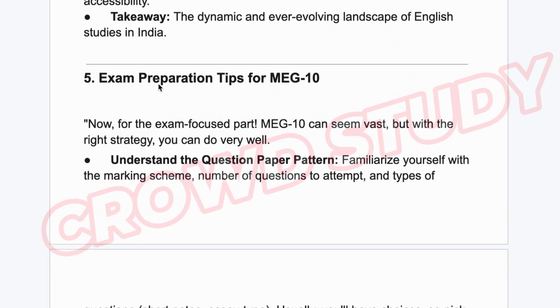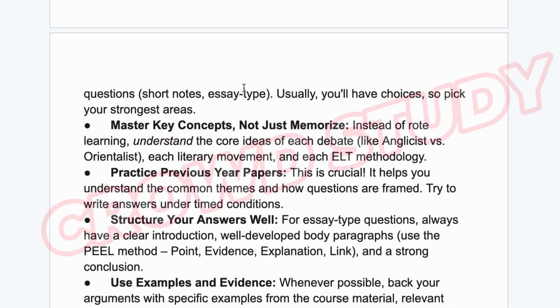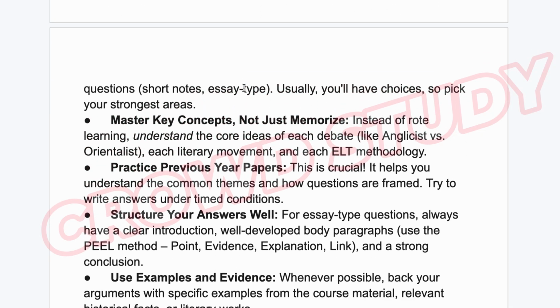Now move to the exam preparation tips for MEG 10. Now, let's discuss the exam preparation tips for MEG 10. For the exam, focus on this path: MEG 10 can seem vast, but with the right strategy, you can do very well. Number 1. Understanding the question paper pattern. Familiarize yourself with the marking scheme, number of questions to attempt, and types of questions, like short notes and essay type questions. Usually you have choices, so pick your strongest areas.